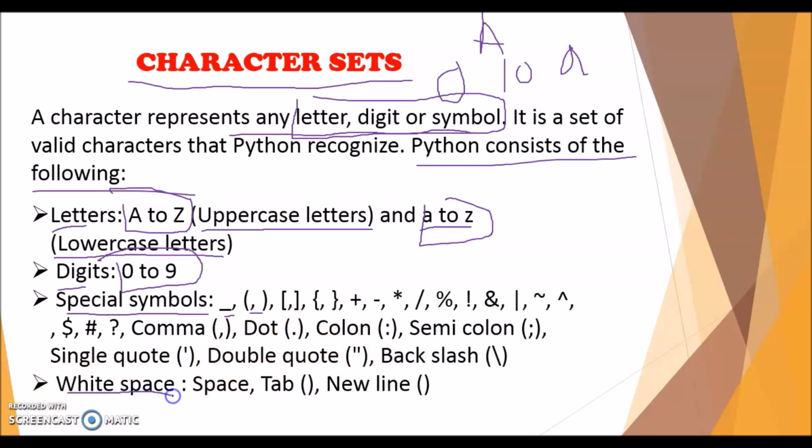Then next is the white space. White space deals with space, tab and new line. So all these character sets we would be using in our further examples.